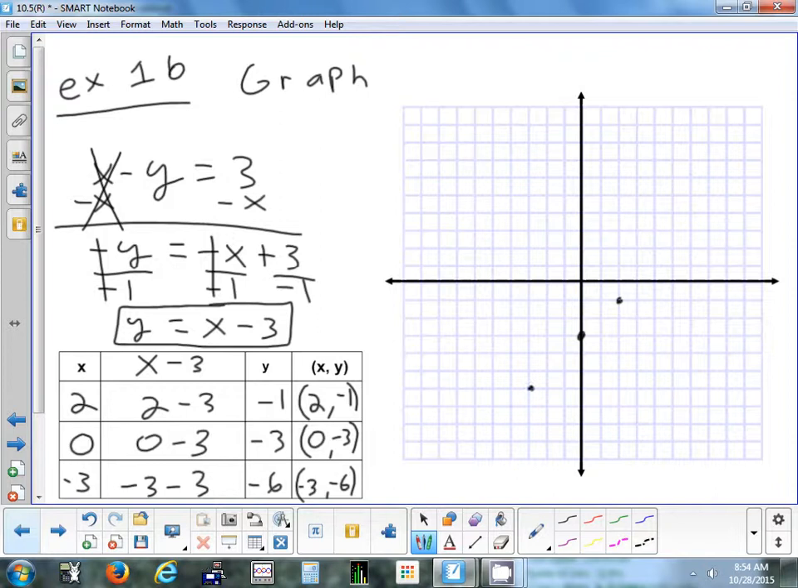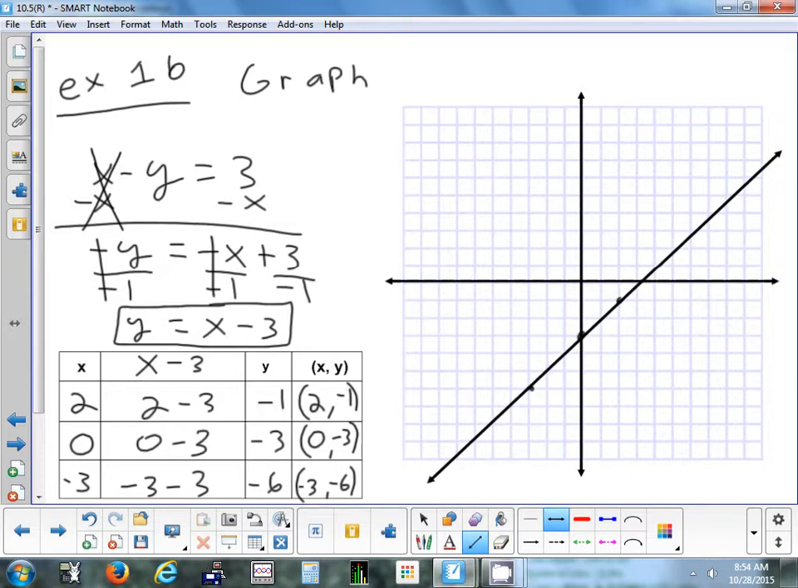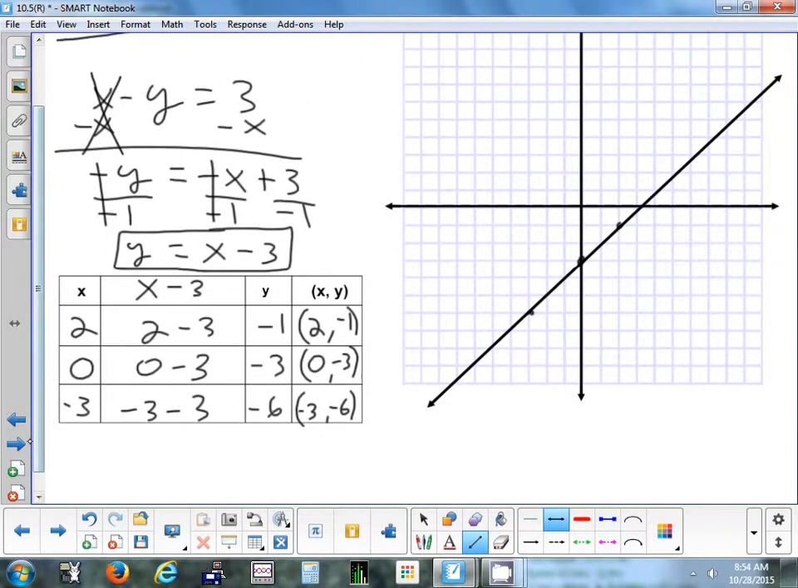Okay, make sure it looks like they all line up. Looks good. Draw your line. Okay. Any questions on that one? All right. Does everybody have that?